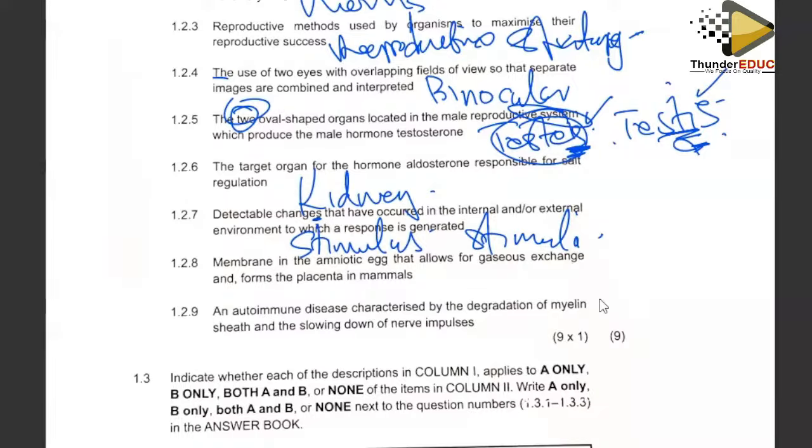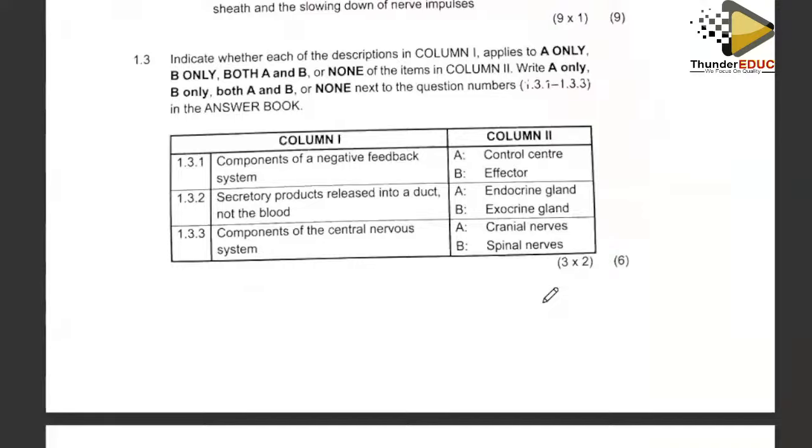Yes. They're saying the membrane in the amniotic egg that allows gaseous exchange. So we call this one chorion. Chorion. Yes, we call it chorion. And then they're saying autoimmune disease characterized by degeneration of the myelin sheath. So we call this one multiple sclerosis. You guys, we always ask you about multiple sclerosis and Alzheimer's disease. We always ask you about that. So make sure that you got all those answers right.